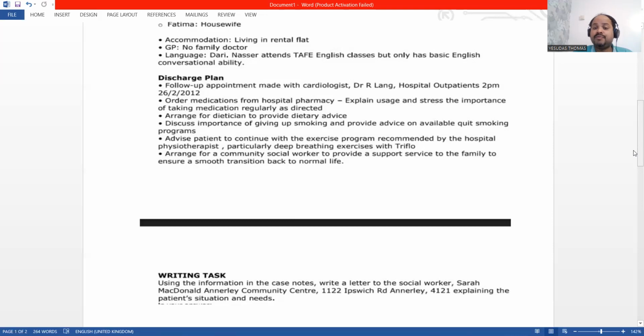Now we have to support the family to ensure a smooth transition back to normal life. And we can say, please remind Mr. Ali for a follow-up appointment with a cardiologist. So that's all we need from here.